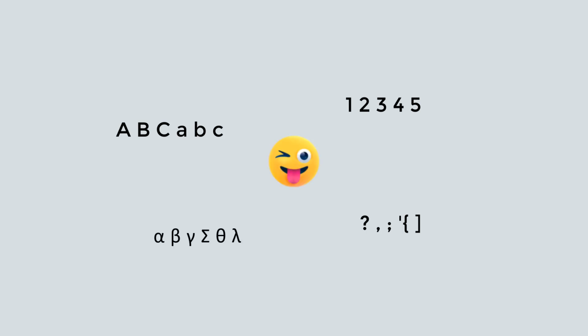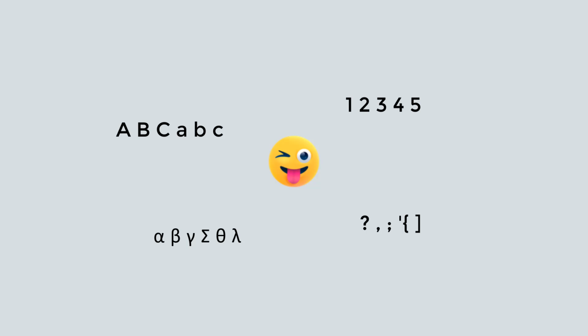In this lesson, we look at how computers represent text. We will see how letters, numbers, punctuation marks, symbols, and emojis are converted into numerical codes that can be stored as binary.